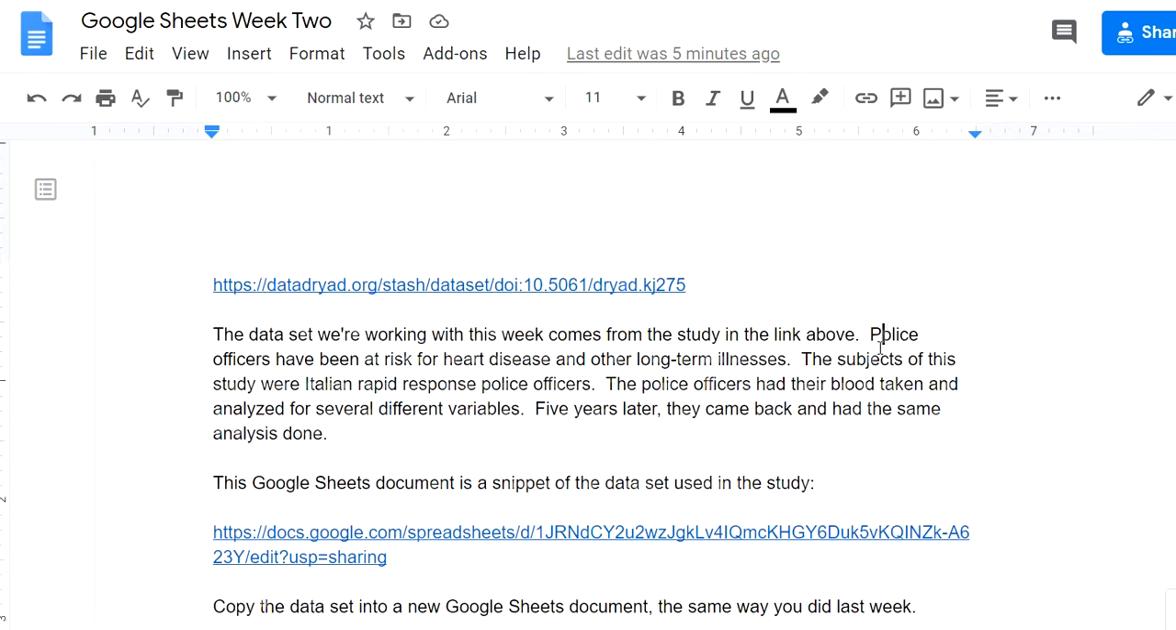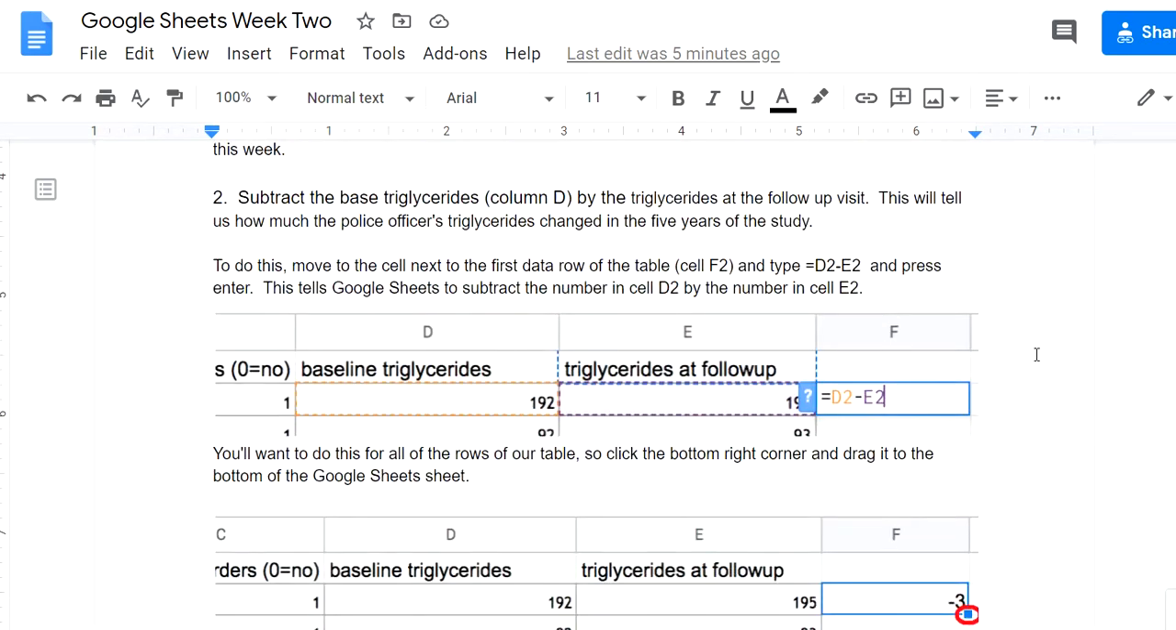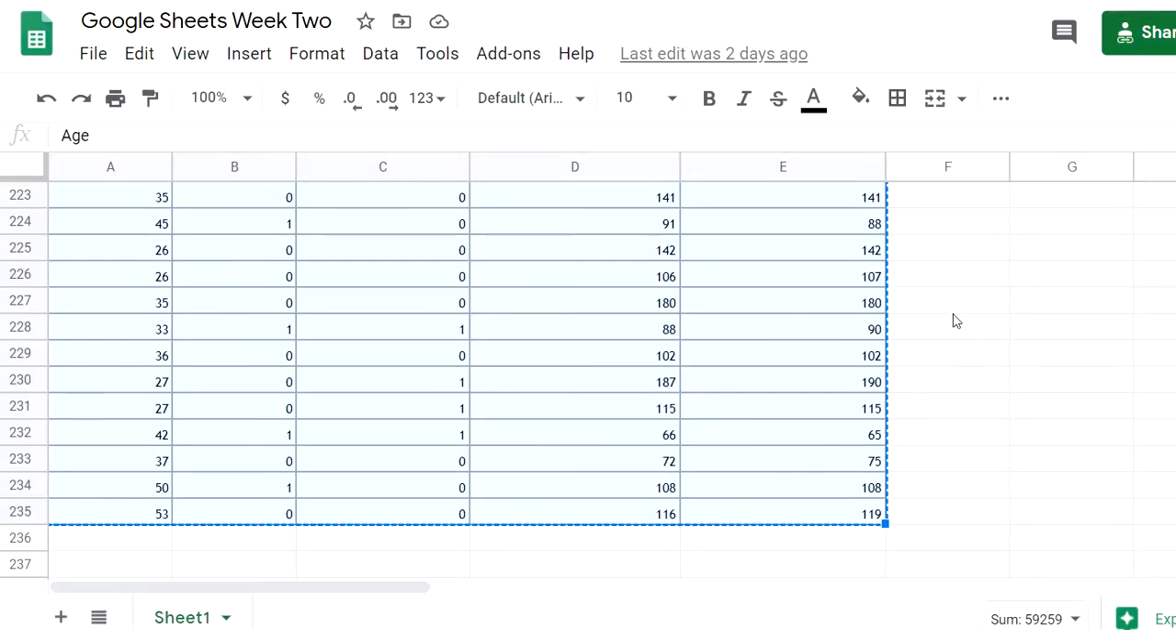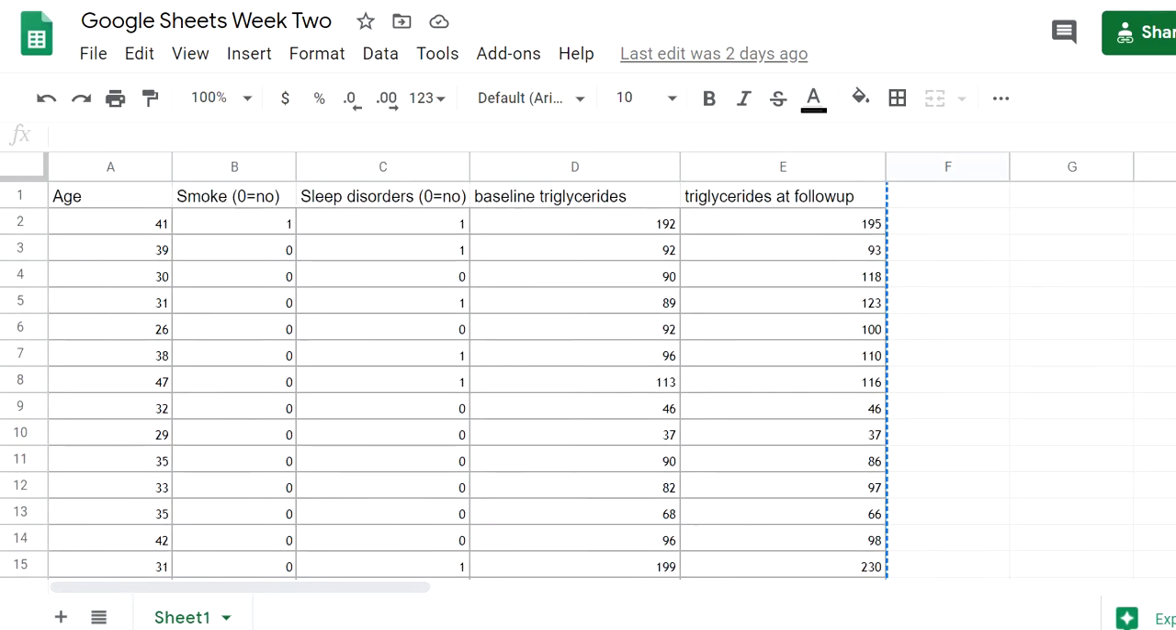Okay, so that was part 1. Part 2 says subtract the base triglycerides by the triglycerides at the follow-up visit. So what happened in the study was that they measured the police officers when they first got hired, and they measured them after. So this poor soul has elevated triglycerides, right?